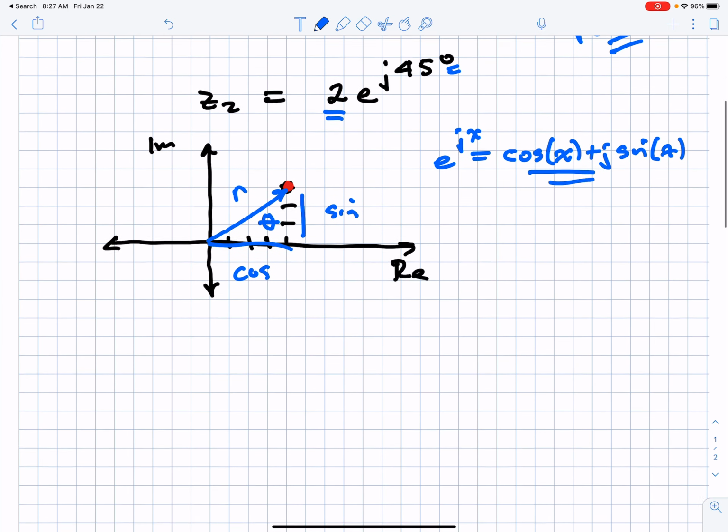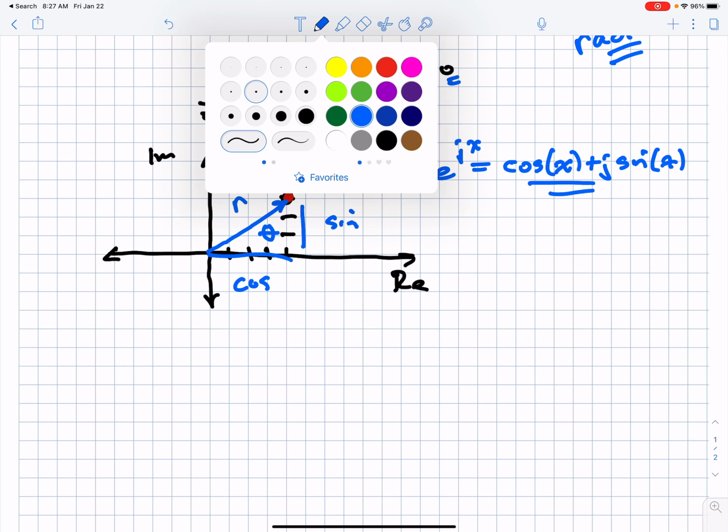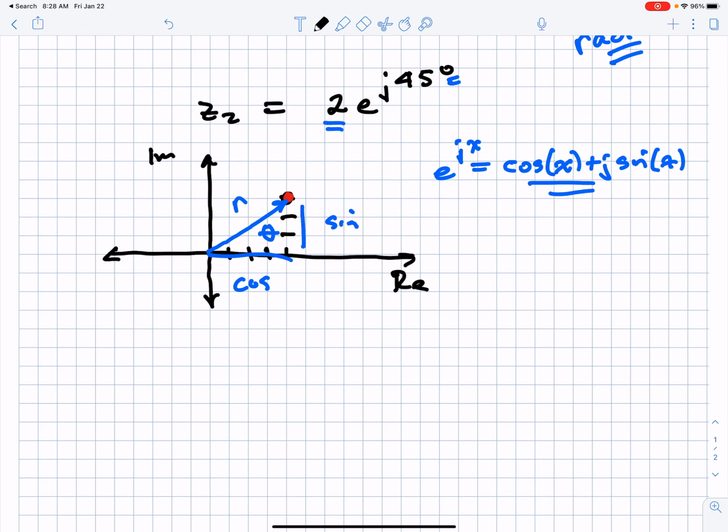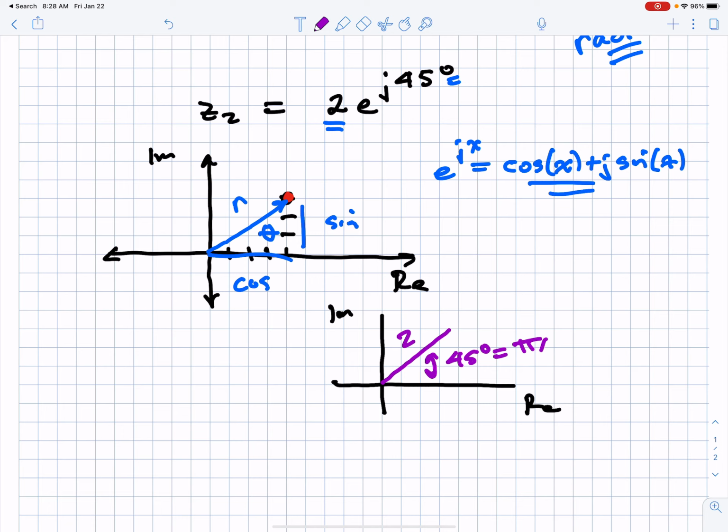I could also graph z2. Let me draw an axis here. Here's the real part, here's the imaginary part. To graph this, I would go a length of 2, and then the angle would be 45 degrees, which of course is pi over 4. All right, so there you go.